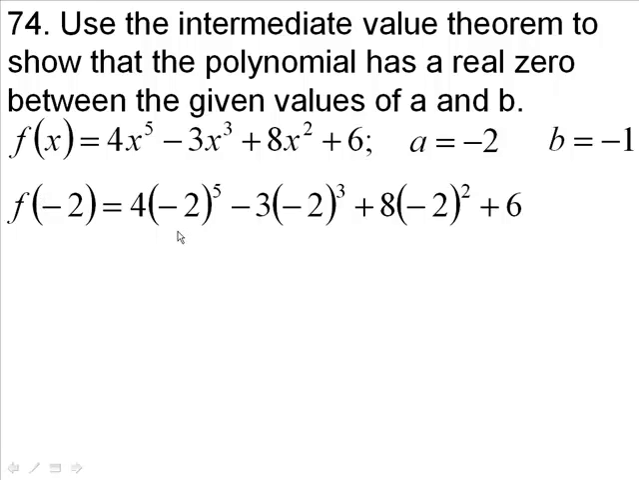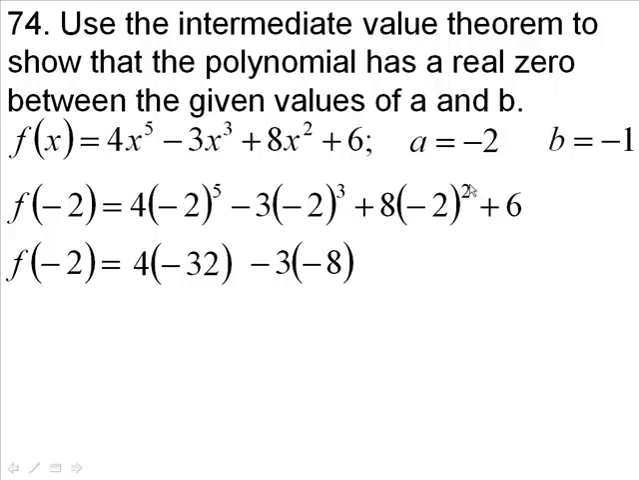We're going to take negative 2 to the fifth power, negative 2 cubed, negative 2 squared. Alright, negative 2 to the fifth power is going to be negative 32. Negative 2 cubed is going to be minus 8. That's 2 times 2 times 2. That's not 6, that's 8. 2 times 2 is 4 times 2 is 8. And 2 squared is going to be 4.